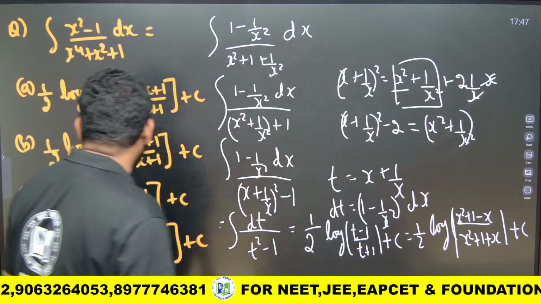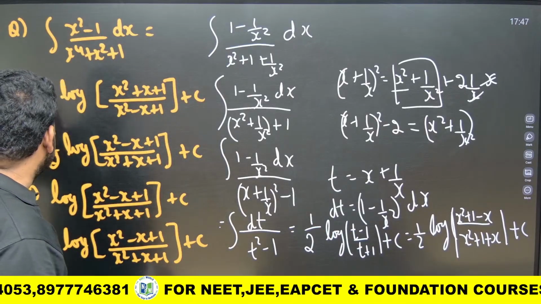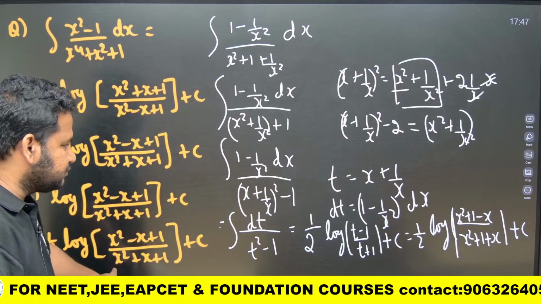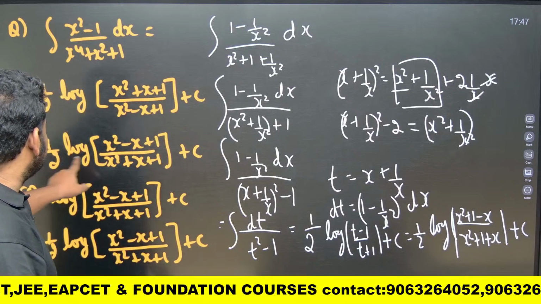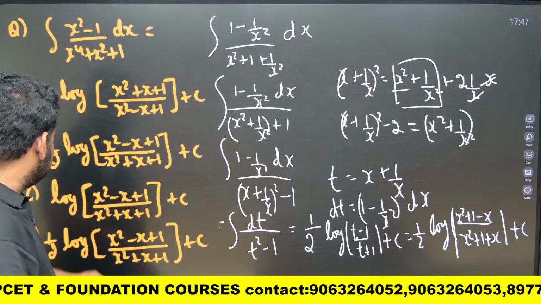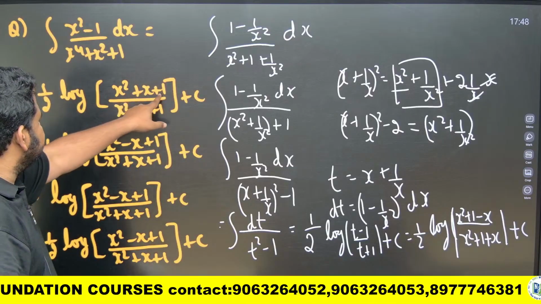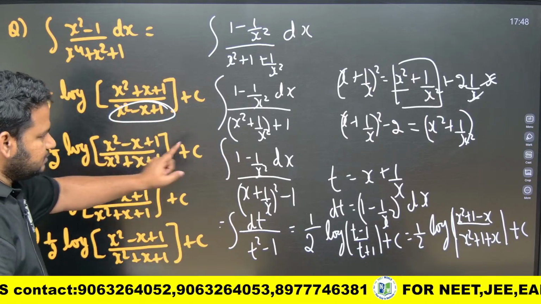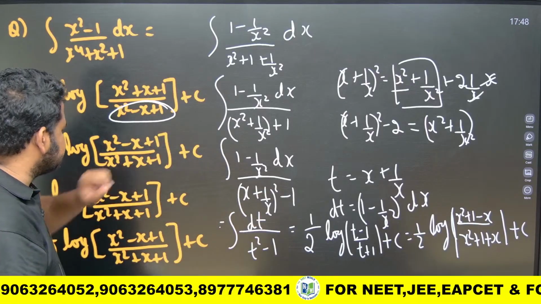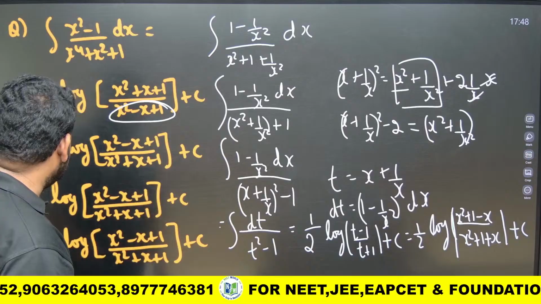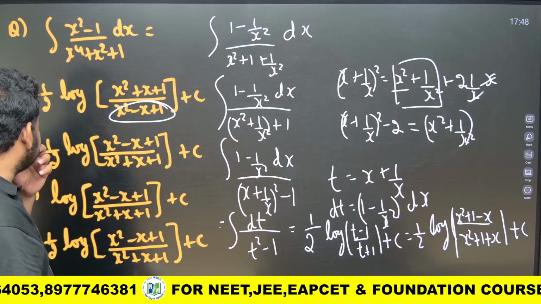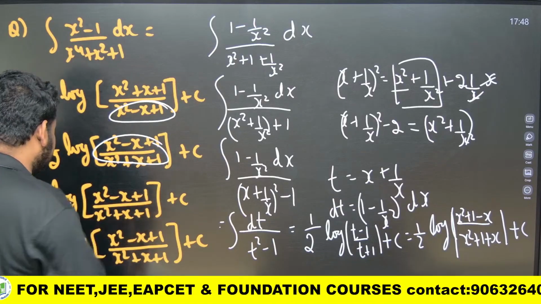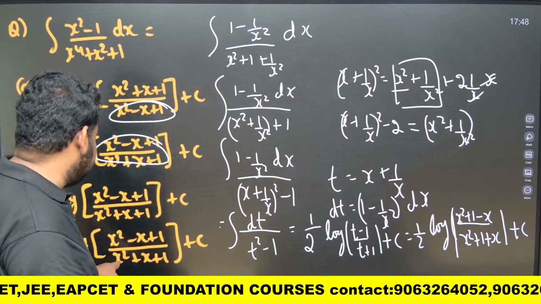So what is the answer, friends? The 1 by 2 is there in all the options. I should get 1 by 2 log of (x square minus x plus 1) by (x square plus x plus 1). The second option has a plus where it should be different, so we cannot take it. The third option is fine, but the second and third options are coming out the same. There is some mistake in the options, but option D is the right answer: x square minus x plus 1 by x square plus x plus 1.